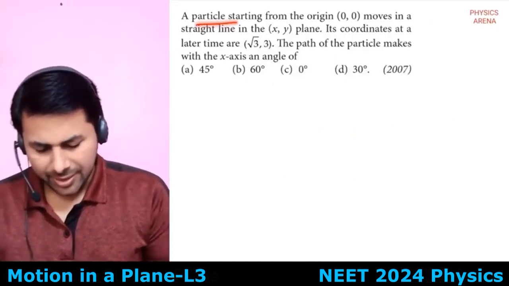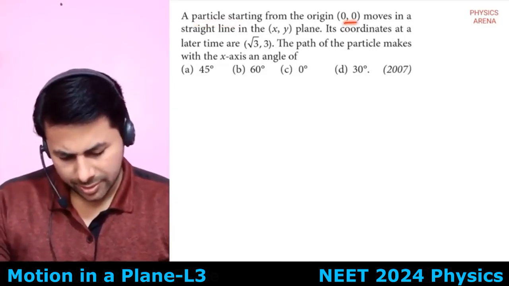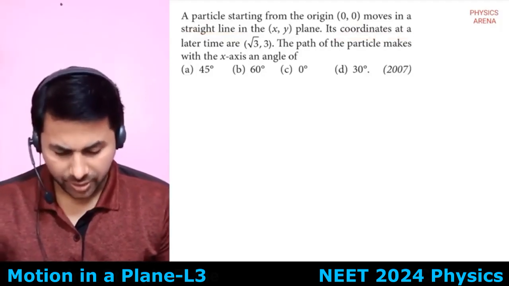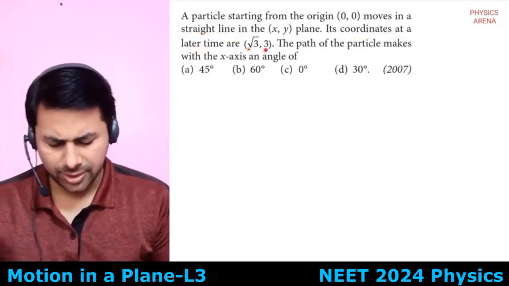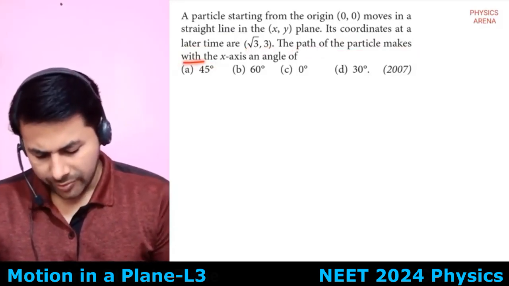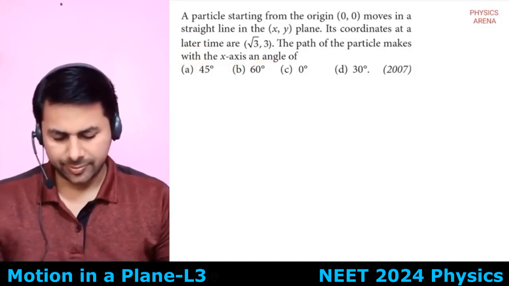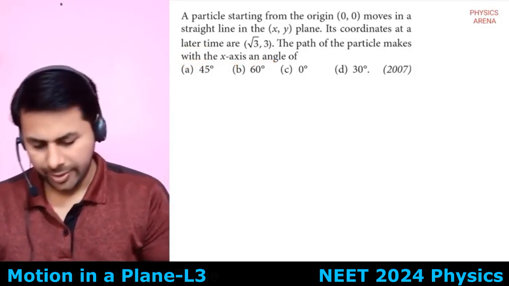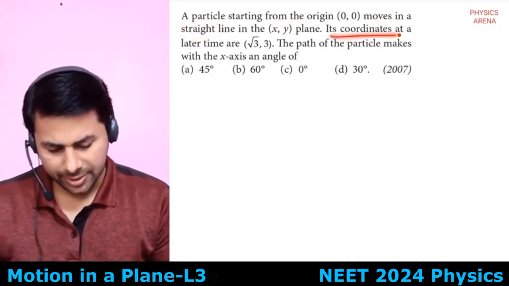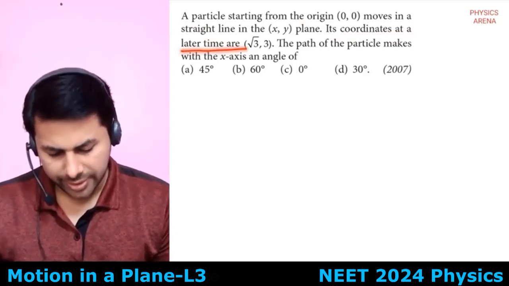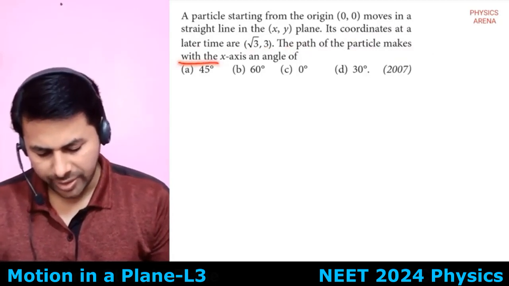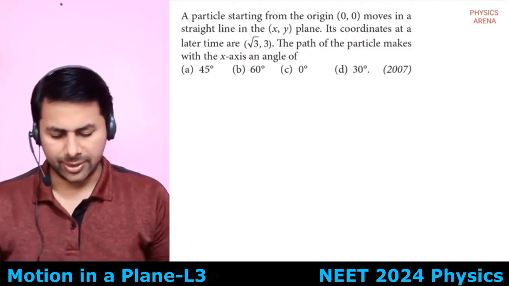Next question. A particle starting from origin moves in a straight line in xy plane. Its coordinates at a latter time are root 3, 3. Path of the particle makes with the x axis an angle of. This is the question.